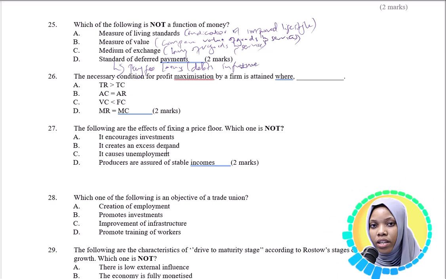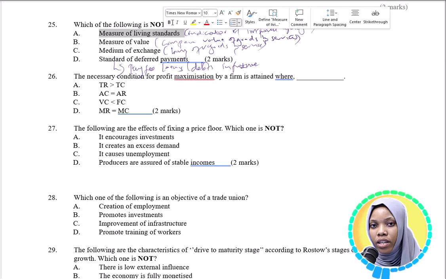So which one is not? Our choice here is easy. It's A, measure of living standards of money. Living standards of individuals, not money, sorry.